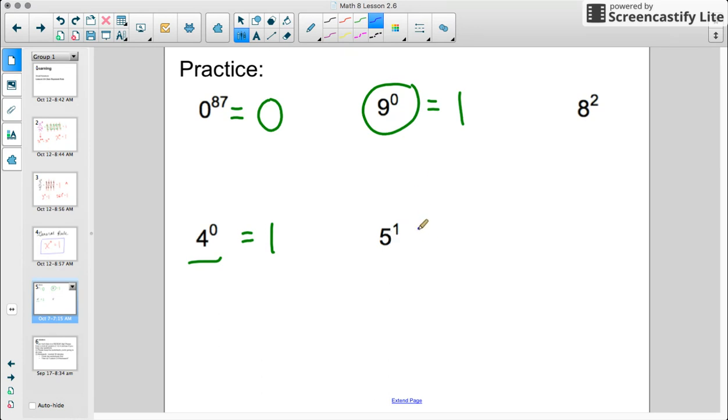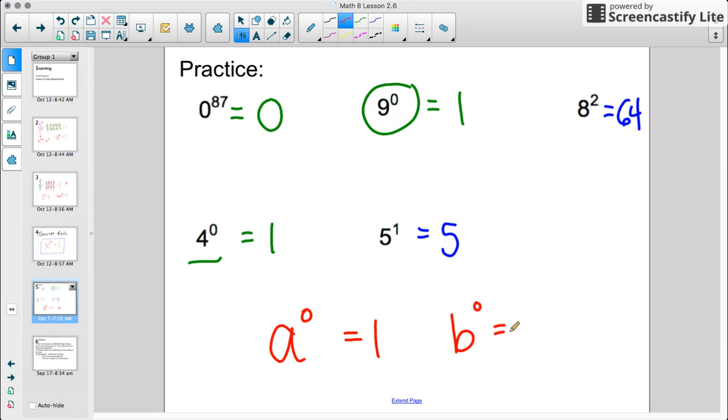5 raised to the power of 1 is just 5. Right, so I'm doing a little bit of practice problems to try to trick you. 8 raised to the power of 2 is just 8 times 8, which is 64. Okay, so when you're looking through the worksheets today, just remember, anytime you have anything, A raised to the power of 0, it's always going to be 1. B raised to the power of 0, it's just 1. Anything in the world raised to the power of 0 is always 1.